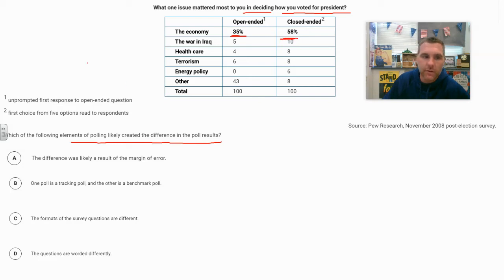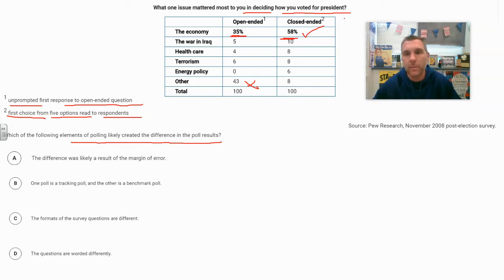Well, let's go here. Number one, it was unprompted first response to an open-ended question, meaning they just said, what issue mattered to you the most? And you could have been like legalization of marijuana, woo. And that's not even on here, right? So you would be in this category, okay? The first choice from 5 options read to respondents. So if I actually gave you the choices, 58% of people say the economy.